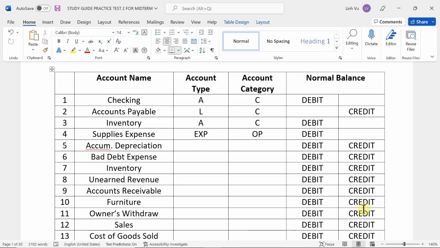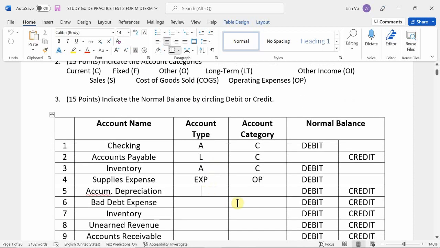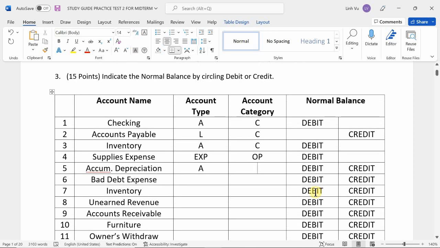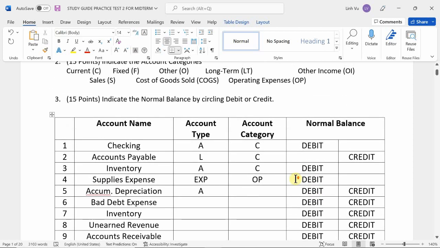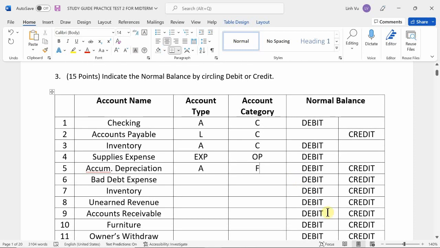But what's PP&E called? What account type is PP&E, and what category is PP&E? Okay, it's an asset. What kind of assets? Current, not current. We just talked about PP&E. Where does PP&E come from? Fixed. Okay, it's a fixed asset. It's a contra account to your fixed assets.